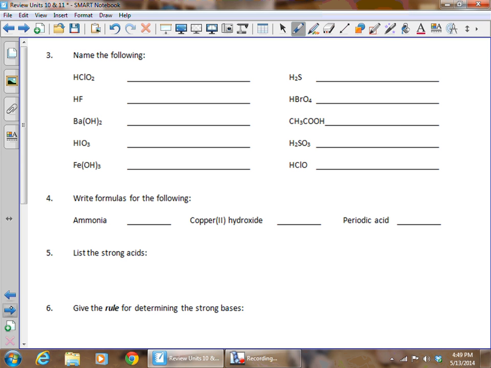As far as naming and writing formulas, remember that if it is a binary acid, just 2 elements, no oxygen, starts with an H, it's going to start with hydro. So pause it real quick and point out and find your binary acids. Hopefully you picked out hydrofluoric acid and hydrosulfuric acid. Remember, if it's a binary acid, it starts with hydro.